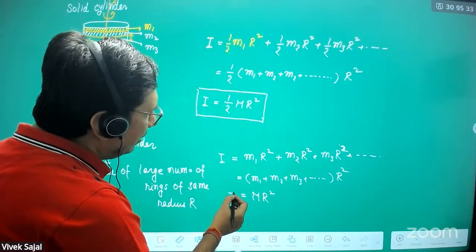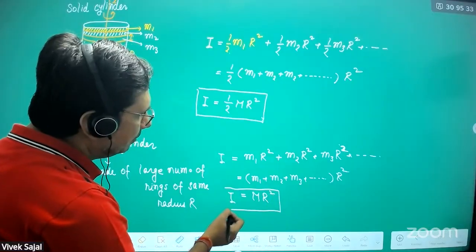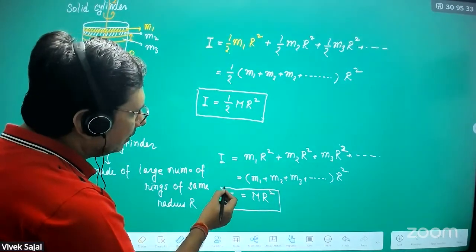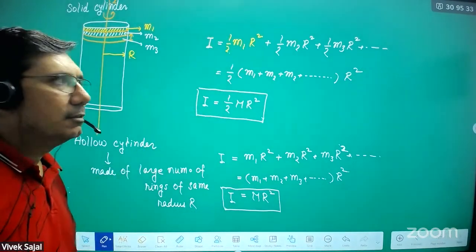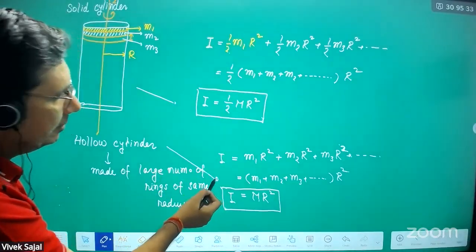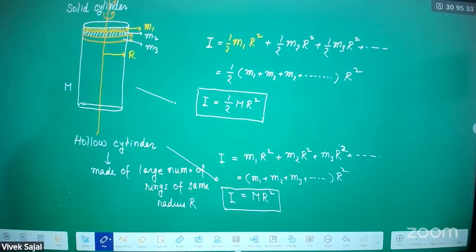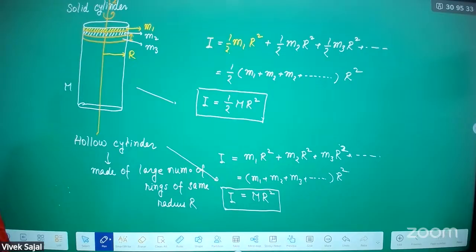So this will be MR square. This will be for hollow cylinder. Okay? This will be for hollow cylinder. This is for solid cylinder. For solid cylinder is this, and for hollow cylinder this is. Now next thing is, okay, is it okay with everyone? Is it clear? Yes, sir.